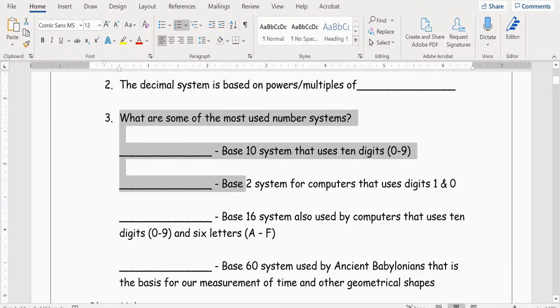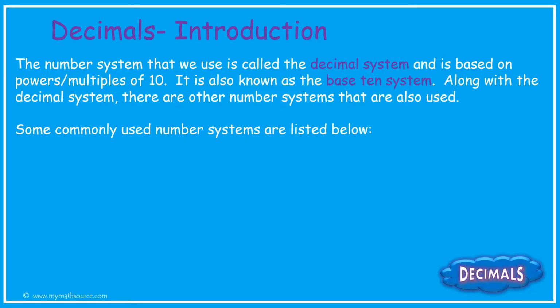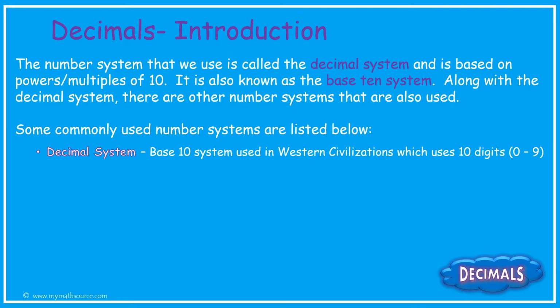All right, so let's go on to number 3. Number 3, you will see there are 4 different blanks to fill in. This will show up on the screen that's in front of you. All right, let's start this one. Some commonly used number systems are listed below. For that first one, you see a description of the actual system we're looking at today, and that's the decimal system. It's a base 10 system used in Western civilizations, which uses 10 digits, 0 through 9. So all you need to do is go ahead and fill in that blank with the word decimal system.